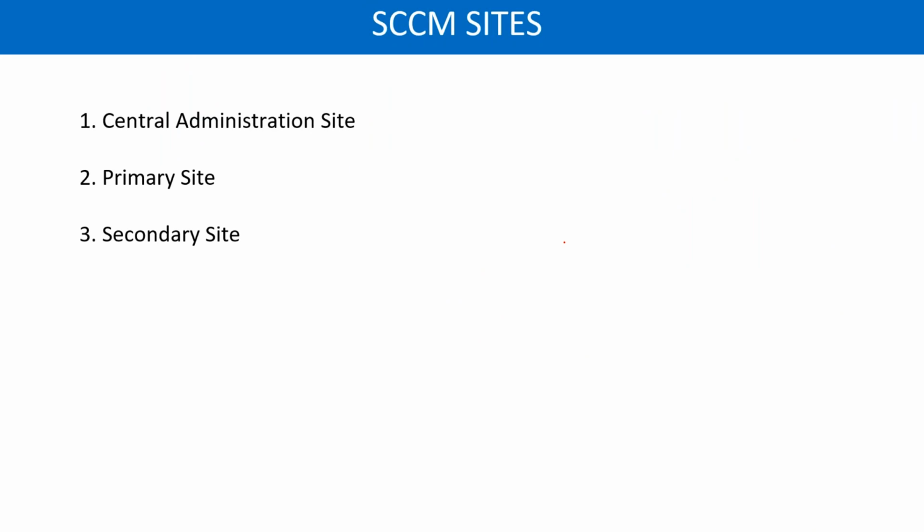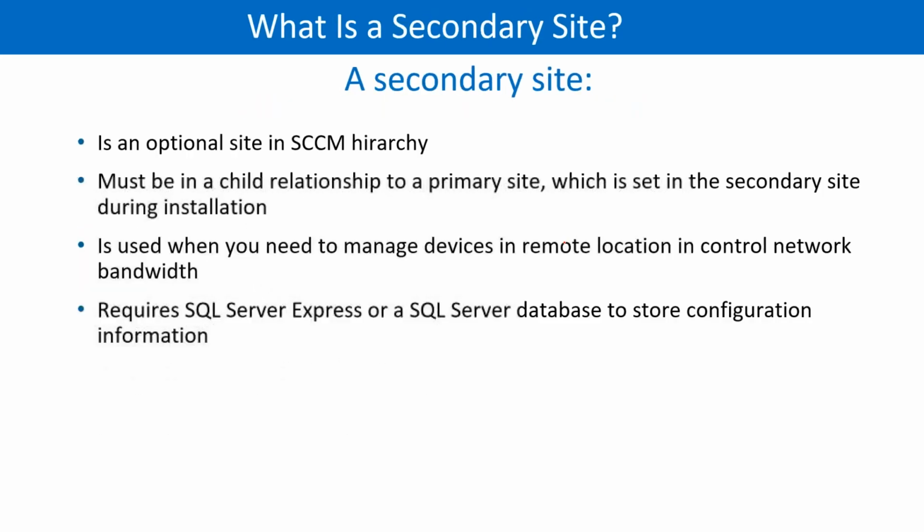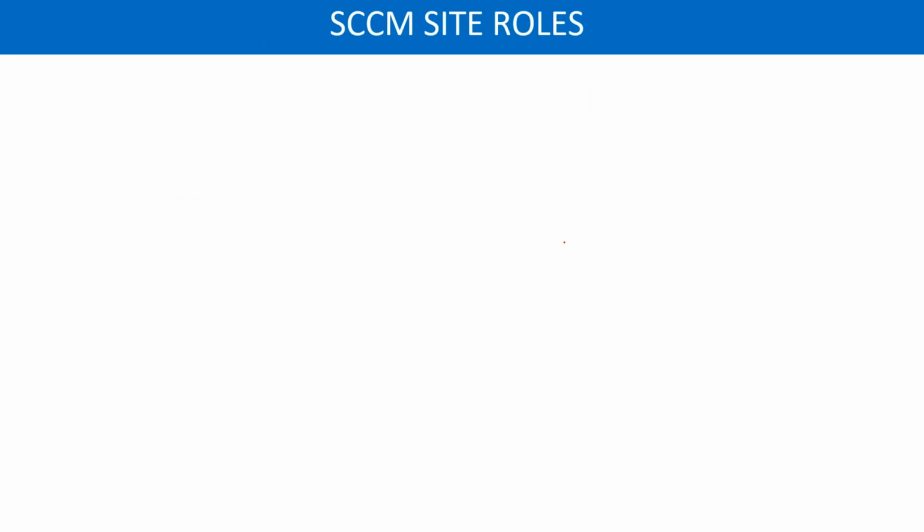Okay, so there are three sites in SCCM: central administration site, primary site, and secondary site. We'll talk about these sites later on because this is just a demo session. We have not started the full-fledged training. This is just an overview session. That's the reason I'm not going into details. So central, primary, secondary, these are three sites. We'll talk about these things later on.